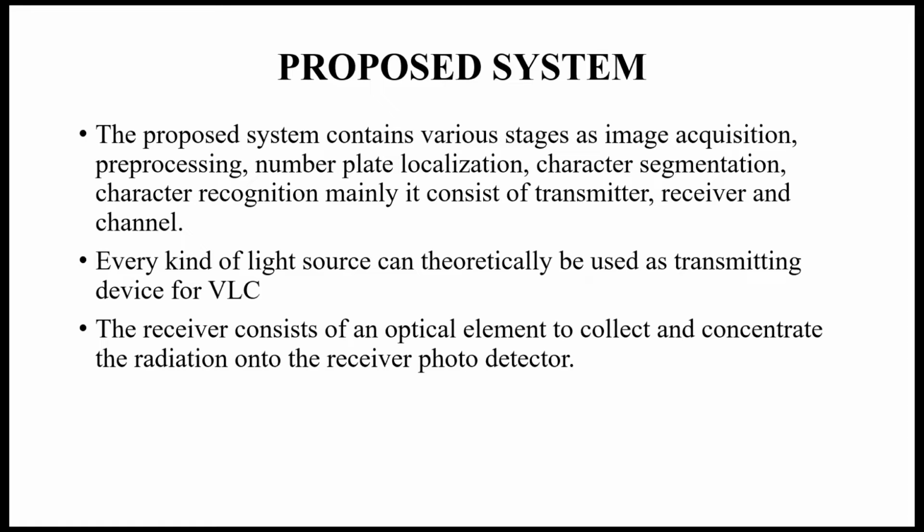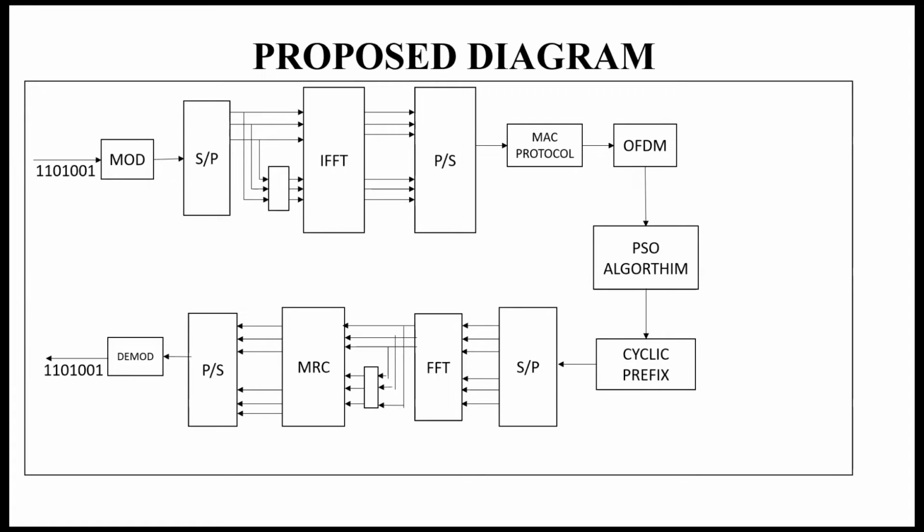Every kind of light source has a transmitting device, the LED. The receiver consists of an optical element to collect the radiation into the receiving photodiode. This is a block diagram of my project.